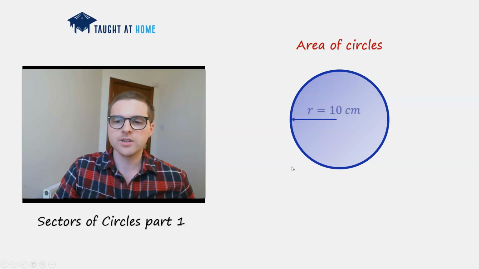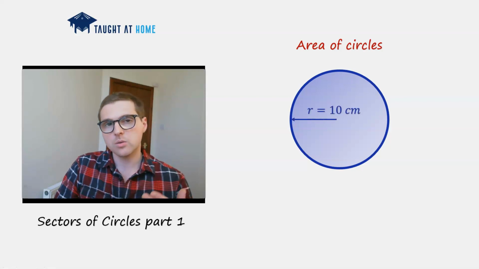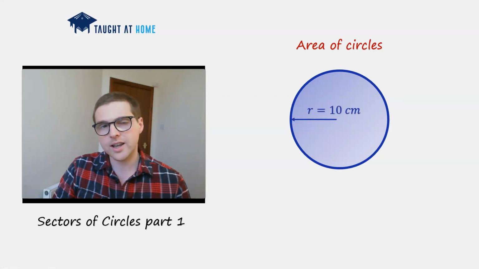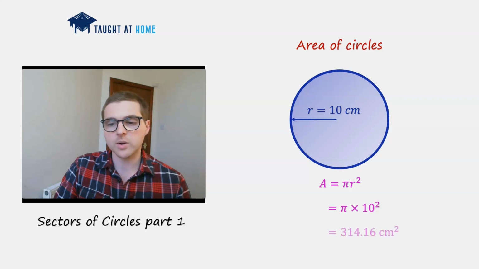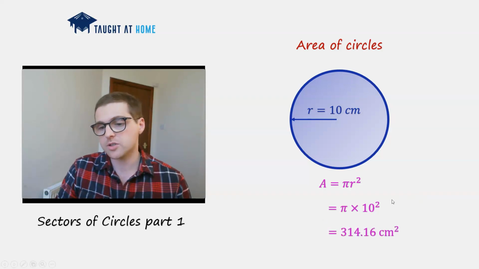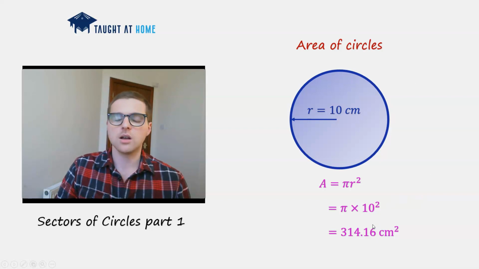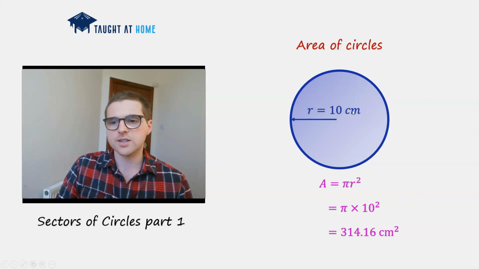If we are given a radius of 10 centimeters, what would the formula for an area be? It's pi r squared. So in this case, it would be pi times 10 squared, which is 314.16 centimeters squared, and that was square centimeters for area if we're given the radius in centimeters.